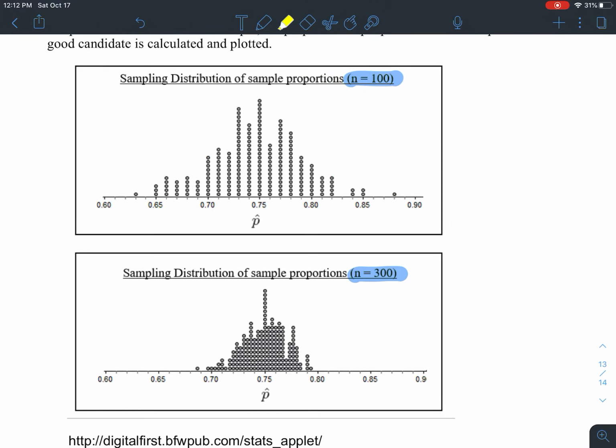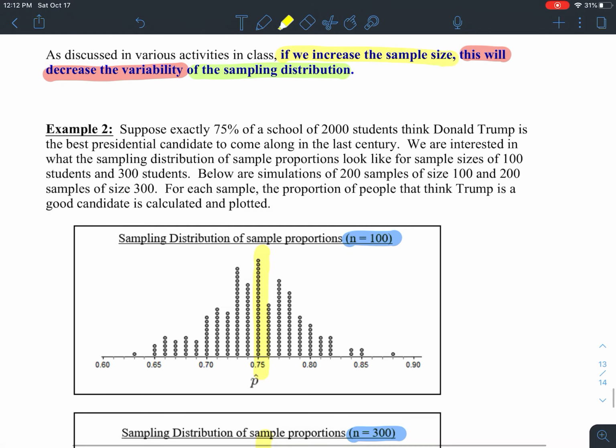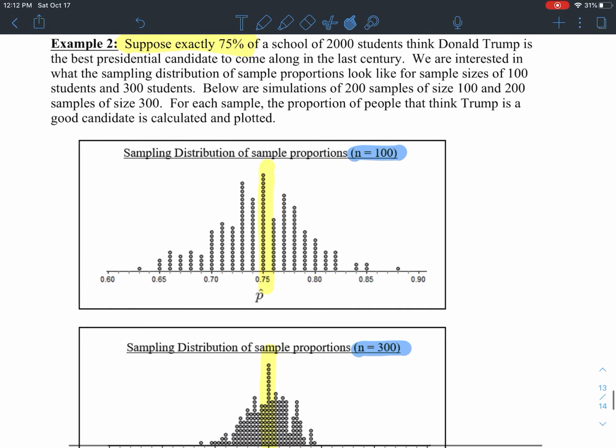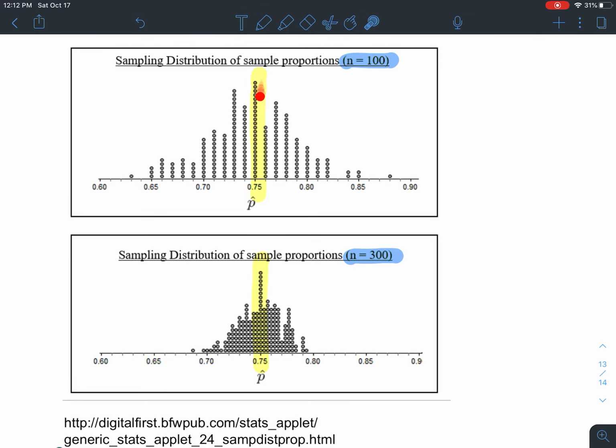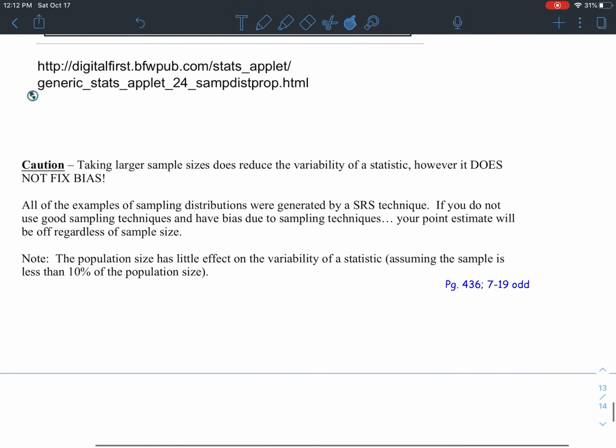Notice in both of these instances, it feels like we're centered around the 75%, which it alluded to when it mentioned we're going to suppose that this is the true population proportion, that 75% of the students in this school felt like Donald Trump is the best presidential candidate. You'll notice they're both centered. So these are both really good unbiased estimators, but look at what happened when our sample size went up. You can see that the variability or the spread really started to shrink there.